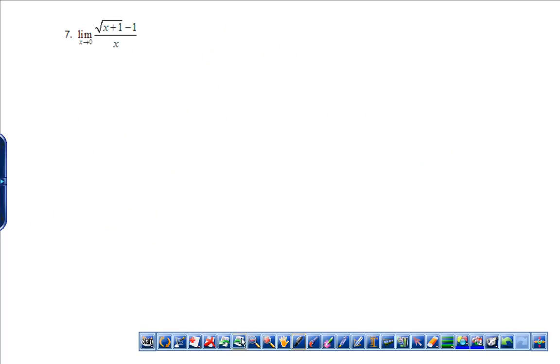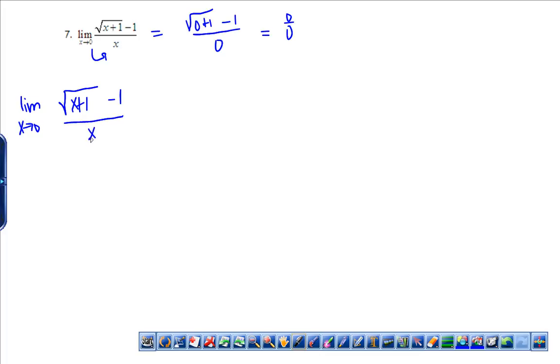Okay, number 7. Go ahead and plug it in to see what you get. So this is the square root of 0 plus 1, and that's -1 over 0. So that would be 0 over 0. So that's discontinuous. So now let's see what happens when we start simplifying. So I have the square root of x plus 1 minus 1 over x.